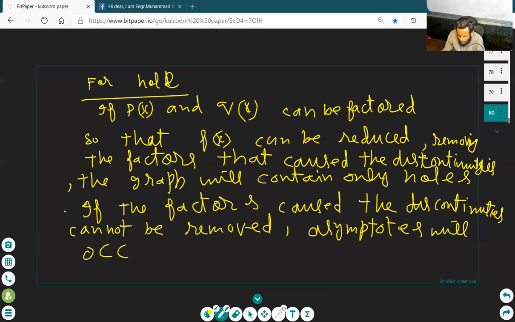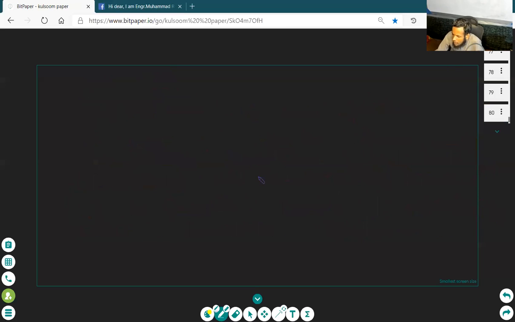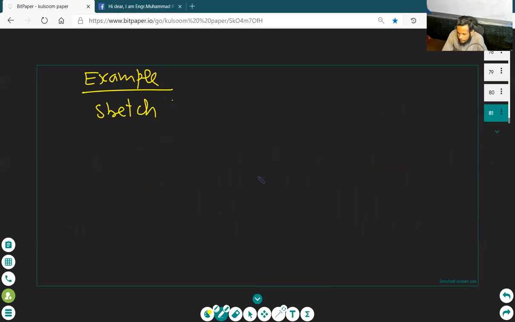Okay, I give you an example, and then you choose. Example: sketch the graph of the function.